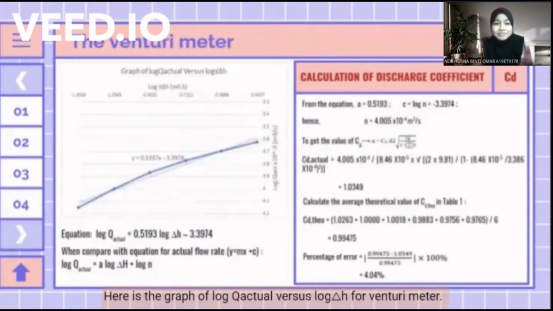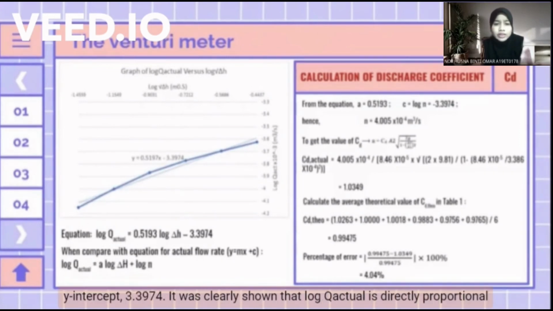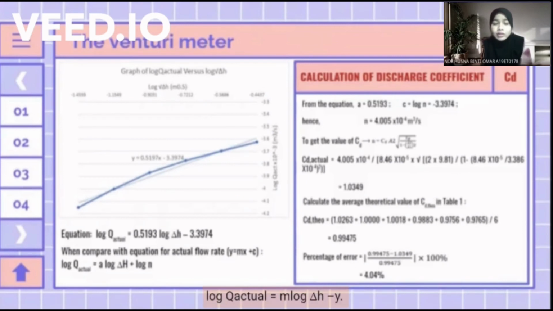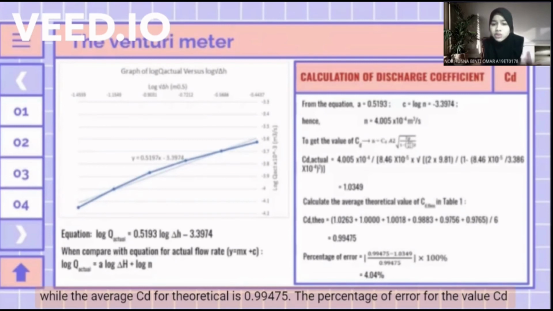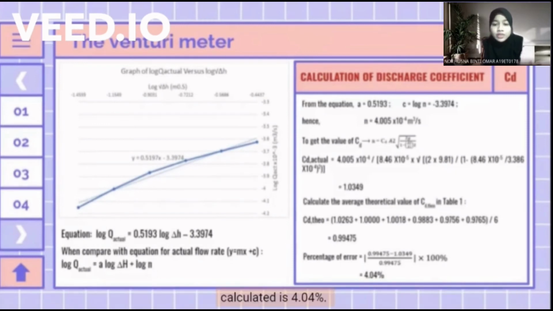99.97%. Next is the graph of log Q actual versus log delta H for the ventimeter. It is a linear graph with a positive gradient and y-intercept 3.3974. It was clearly shown that log Q actual is directly proportional to log delta H. The equation that represents the graph is log Q actual equal to gradient times log delta H minus y-intercept. From the calculation shown, the CD for actual flow is 0.0349, while the average CD for theoretical is 0.99475. The error of CD calculated is 4.04%.